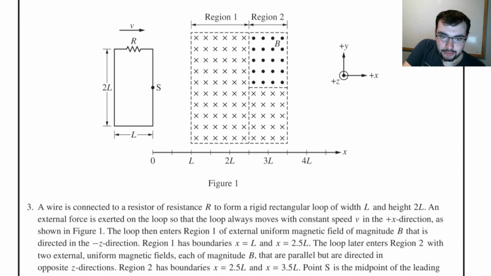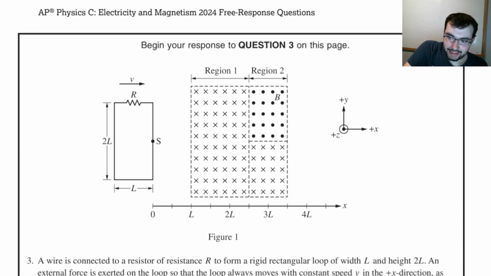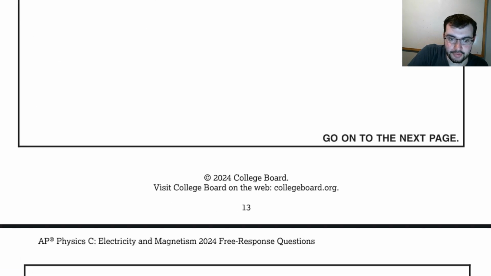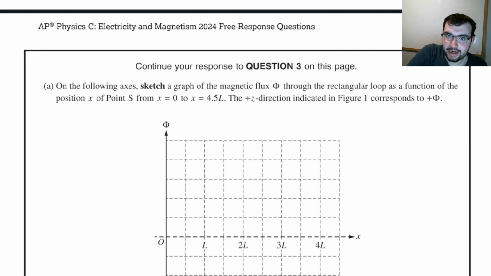A wire is connected to a resistor of resistance R to form a rigid rectangular loop of width L and height 2L. An external force is exerted on the loop such that the loop always moves with constant speed in the plus x direction. The loop is approaching this field of external magnetic field. It's into the page. And then it eventually goes all the way through and comes back out. On the following axes, sketch a graph of the magnetic flux phi through the rectangular loop as a function of position x of point S, which is on the right side of the loop.